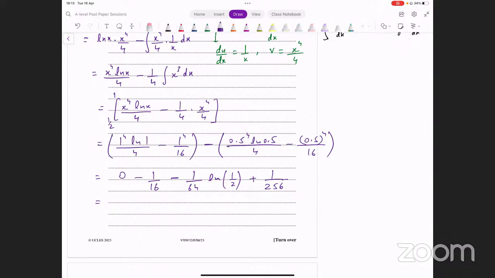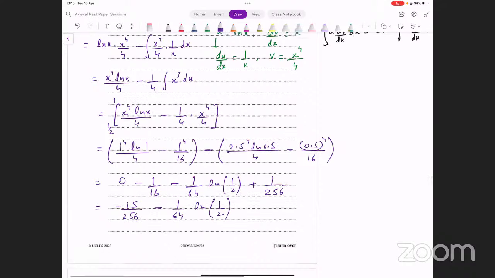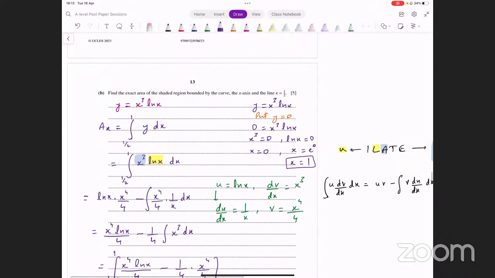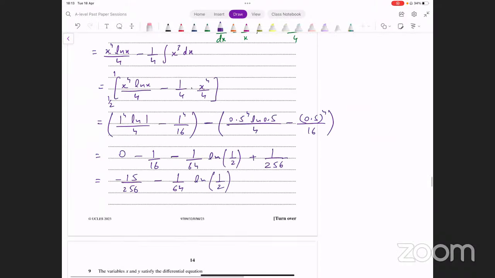One over 256 minus 1 over 16, that is giving me minus 15 over 256. Minus 15 over 256. And then minus 1 over 64 into ln of 1 over 2. That is the exact answer that you're getting. ये आपको चाहिए था. This is going to be acceptable.